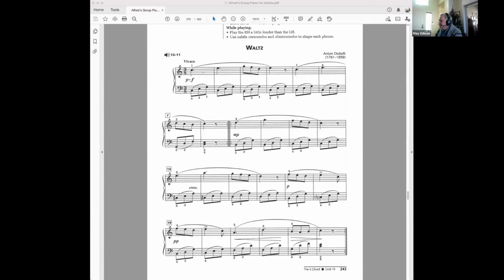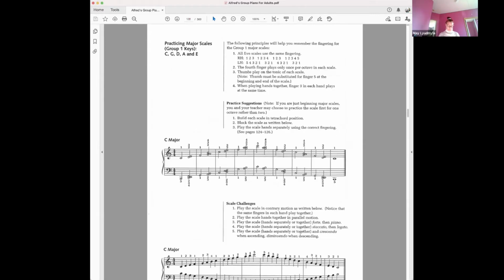Okay. In the book, on page 122, we have an exercise: play fortepiano, play staccato, legato, play crescendo, diminuendo. It's scale challenges. So you should practice it and understand. Yes. Are you talking about the scale challenges? Yes. Yeah, right here. And it helps you understand when you're practicing.